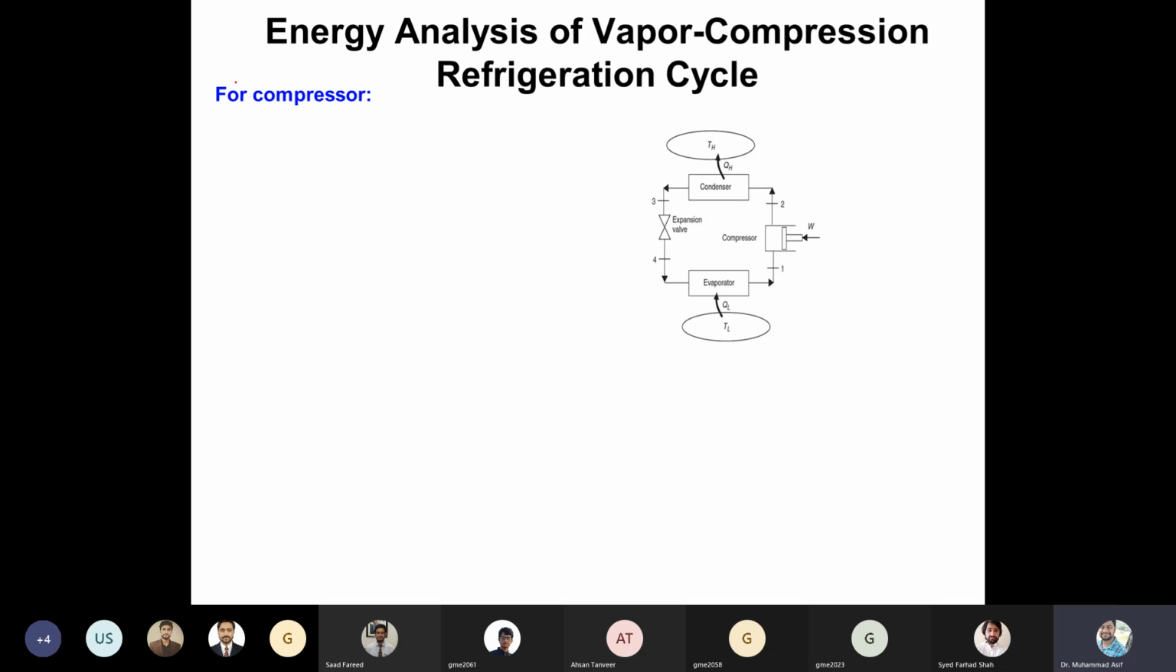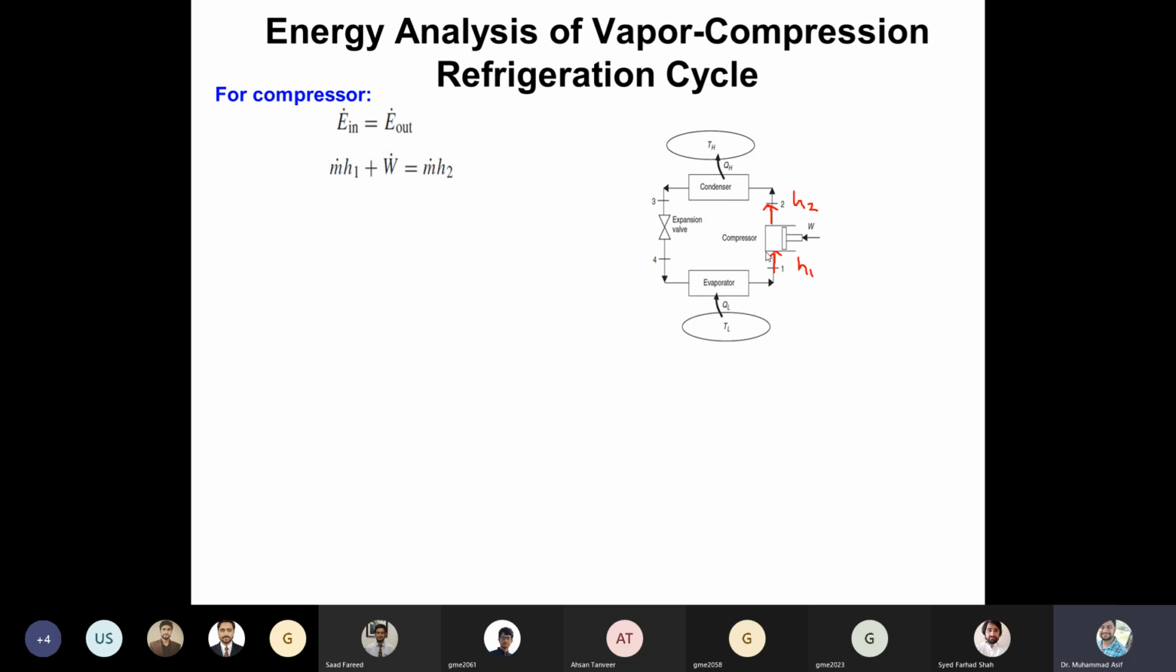For the compressor, we can have the energy balance. If we look at what is the energy entering and what is the energy leaving for the compressor, this is the energy entering, this is the energy leaving, and this is the work input. The energy entering is the enthalpy H1. Similarly, the energy leaving is H2, and the work input is W. So energy in is H1 plus W, which should be equal to H2. For the compressor, energy in should be equal to energy out.